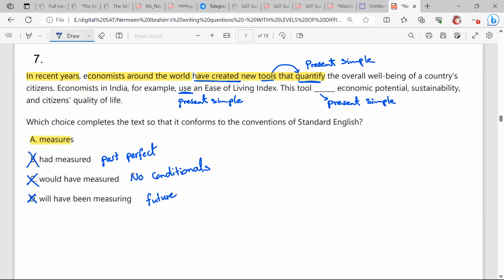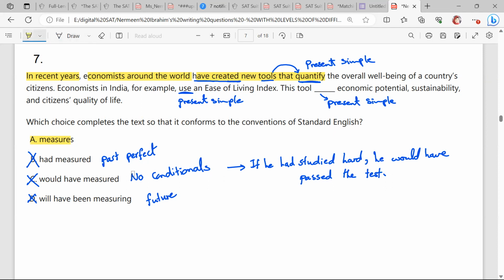Is it clear? So no conditional, because when I say "if he had studied hard, he would have passed the test." So when you see the conditional with had plus past participle, it's when you use would have plus past participle. Is it clear? Other than this, you will not be able to use this form at all.